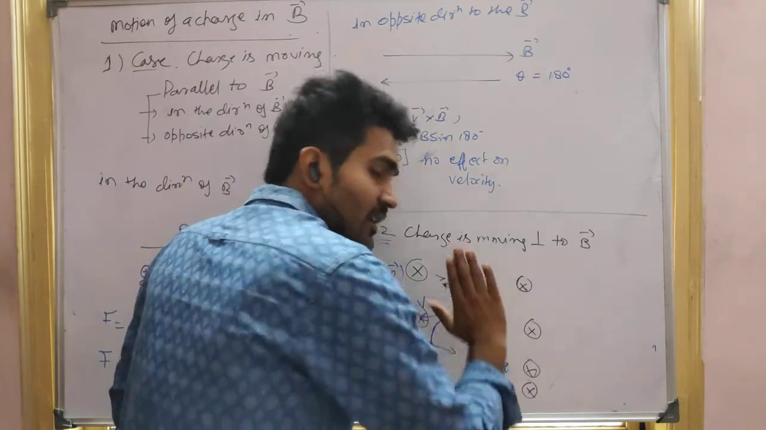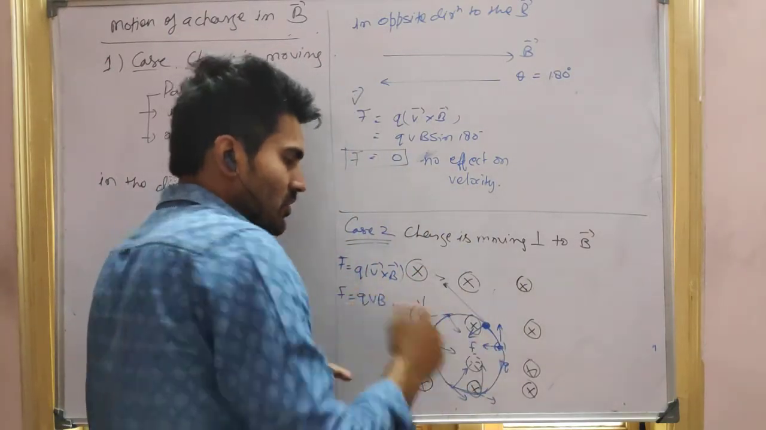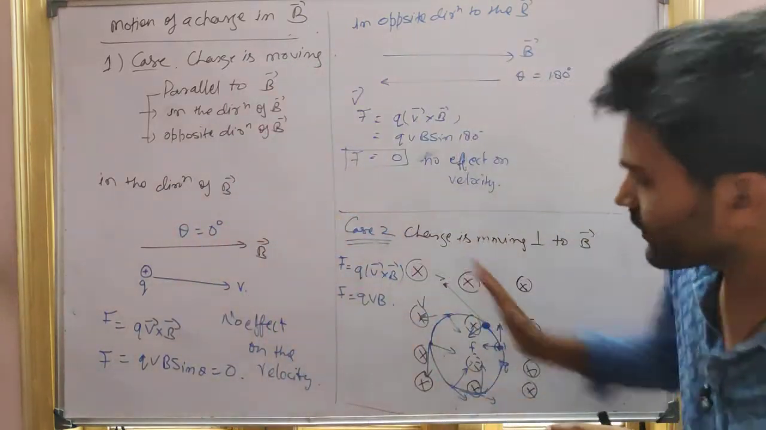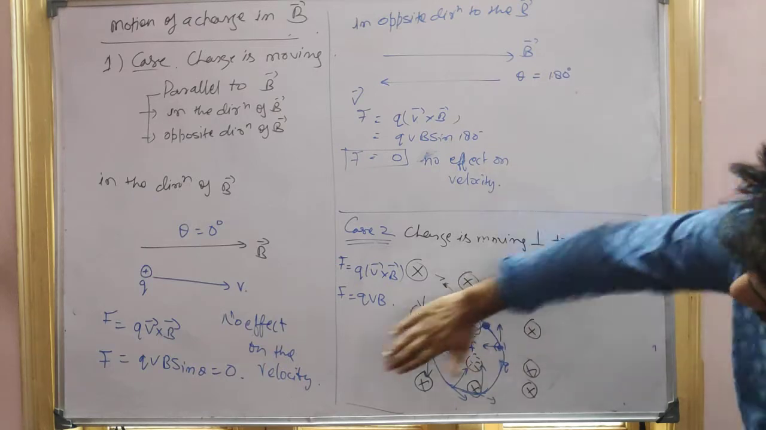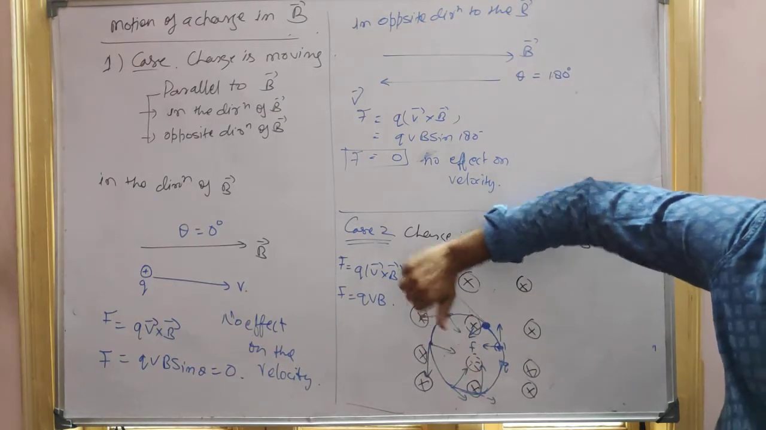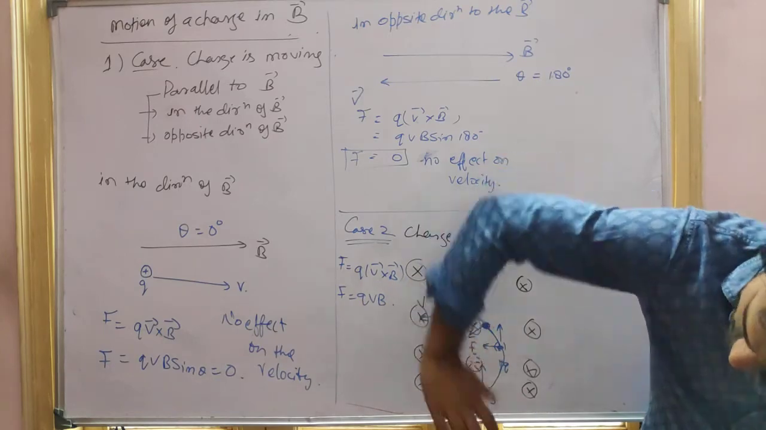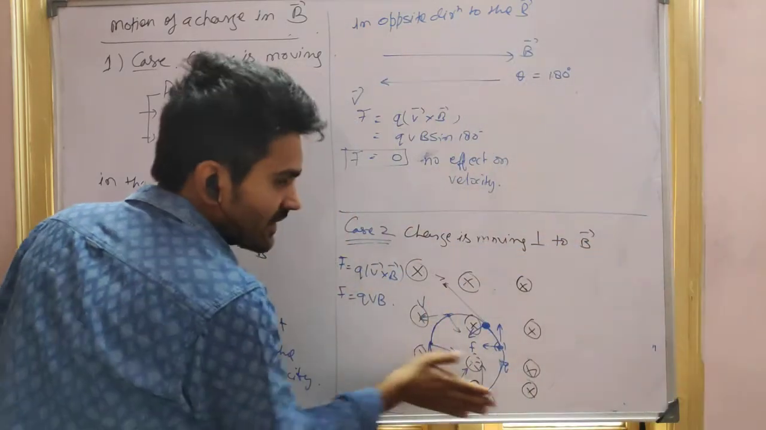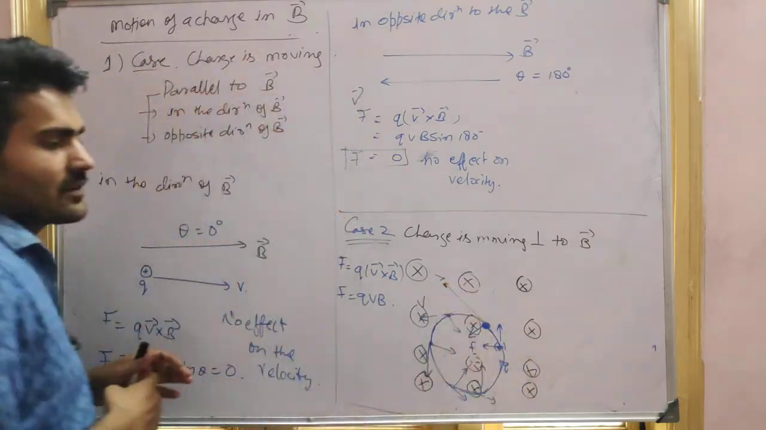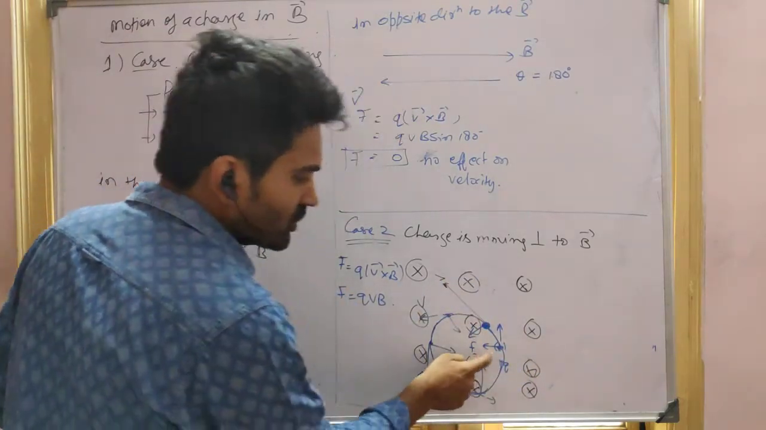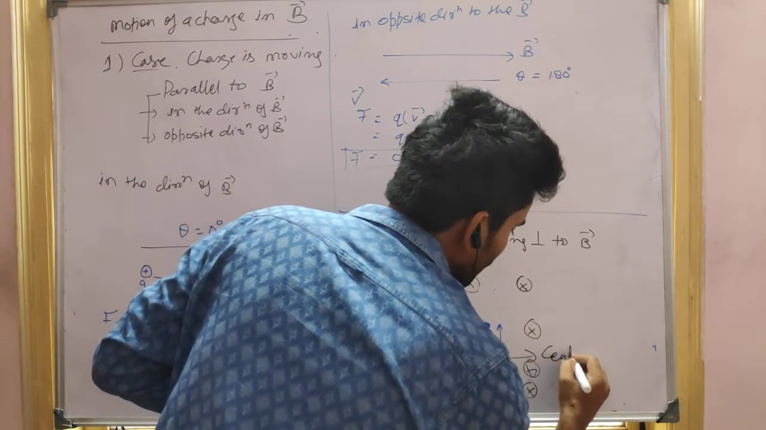So velocity is here. Curl your finger in the direction of the magnetic field. Force will be here. So it will tilt it like this. Then again velocity is here. Curl your finger in the direction of the field. So force will come here. Curl your finger in the direction of the field again, force will be here. So I think this particular force is acting like a centripetal force.